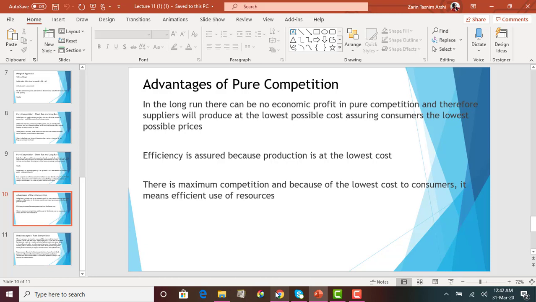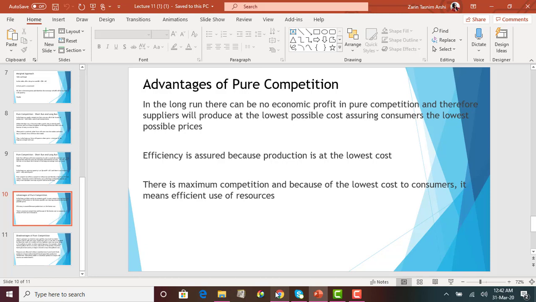Okay? So this is one of the biggest advantages, because consumer satisfaction is maximized. Then secondly, efficiency is also maximized in this scenario because cost is minimized. So firms are very efficient and at the same time customer satisfaction is also maximized. So we have both productive efficiency and allocative efficiency.